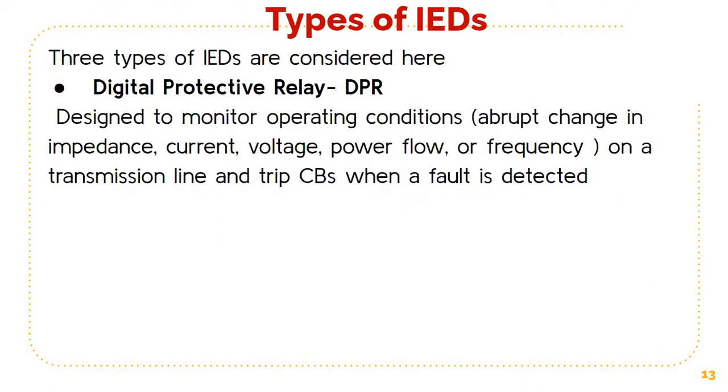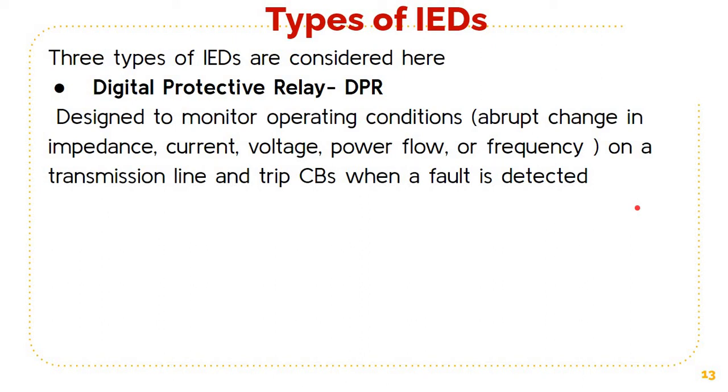3 different types of IEDs we will consider here. The first one is the Digital Protective Relay, or DPR. This is designed to monitor operating conditions on a transmission line and trip circuit breakers when a fault is detected.